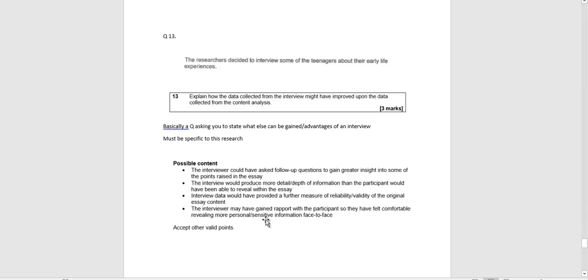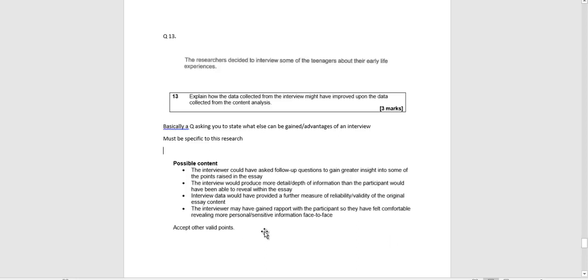All right. So I've got a couple of pointers here from the mark scheme. But basically with an interview, just be careful that you're saying, if it is an unstructured interview, which in this case most likely it is, or a clinical interview, then you are gaining a better insight into the reasons why, into their pursuing some of the discussion points they've raised in the essay. So in other words, we're getting more in-depth detail, more qualitative data most likely from an interview that we wouldn't get from a content analysis, because content analysis would give us quantitative data, the number of times a topic occurs, for example.